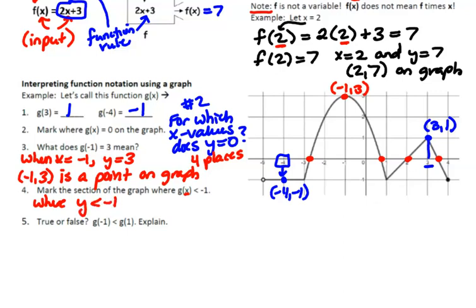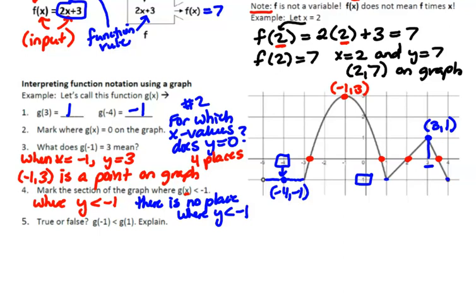So when I look at the graph, I see some places where y equals negative 1, and this whole section of the graph, y equals negative 1. But is there any place on the graph where y is less than negative 1? No, because that's the very lowest part of the graph. There isn't anything below negative 1. So there is no place where y is less than negative 1. I could find some places where y equals negative 1, but not where y is less than negative 1. So, trick question on that one.